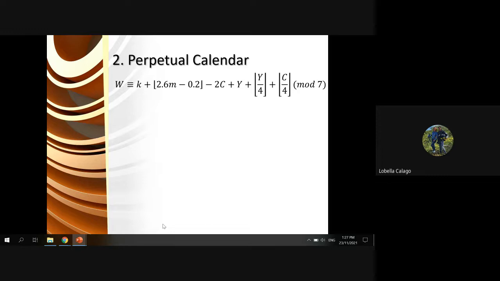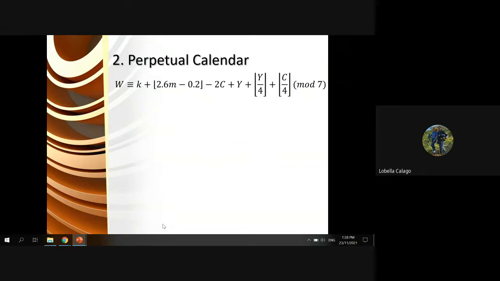Because of that, instead of adding another module, this will be our last module, since the other module is still quite long. We will stop at this module. Hence, you are going to expect activities for this perpetual calendar, as well as your Quiz 4 on December 7.